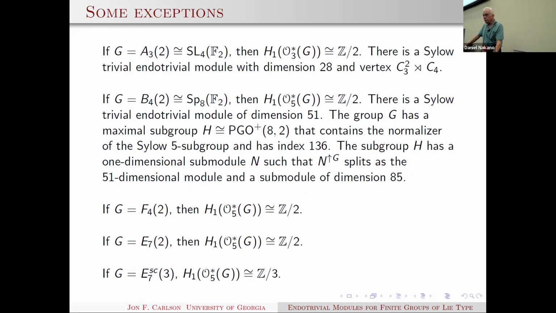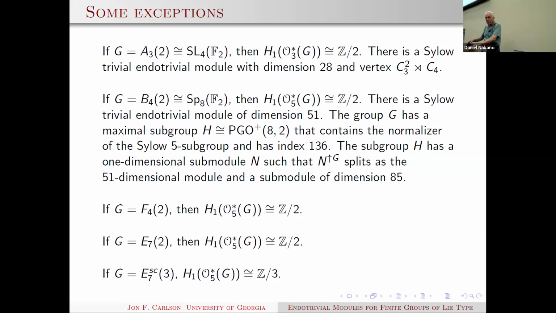So that's what he got, and using this, we can go down this list and compute most of the exceptions. What you get is things like small Lie rank, p equals 2 or 3. So you get A3 of 2 and B4 of 2. In those cases, we can actually construct the exotic endotrivial modules on the computer. The case of F4 of 2, E7 of 2, and E7 of 3.